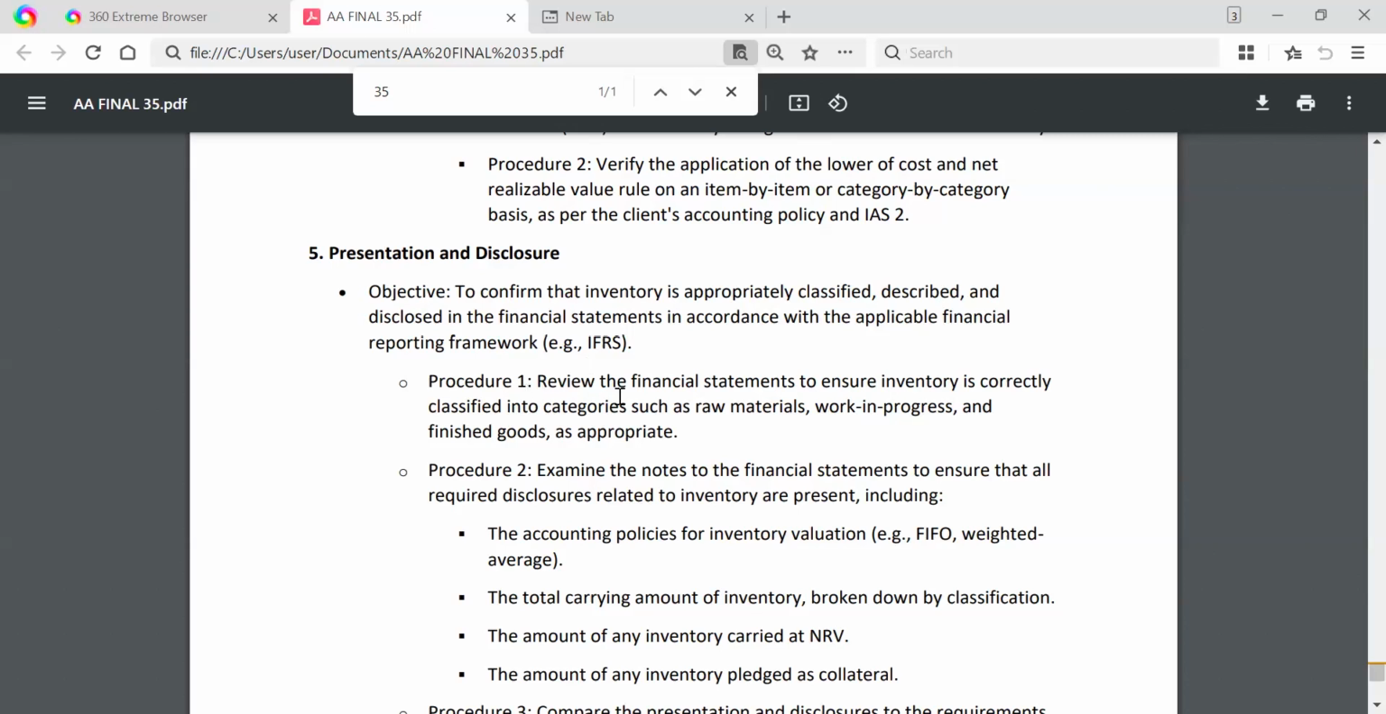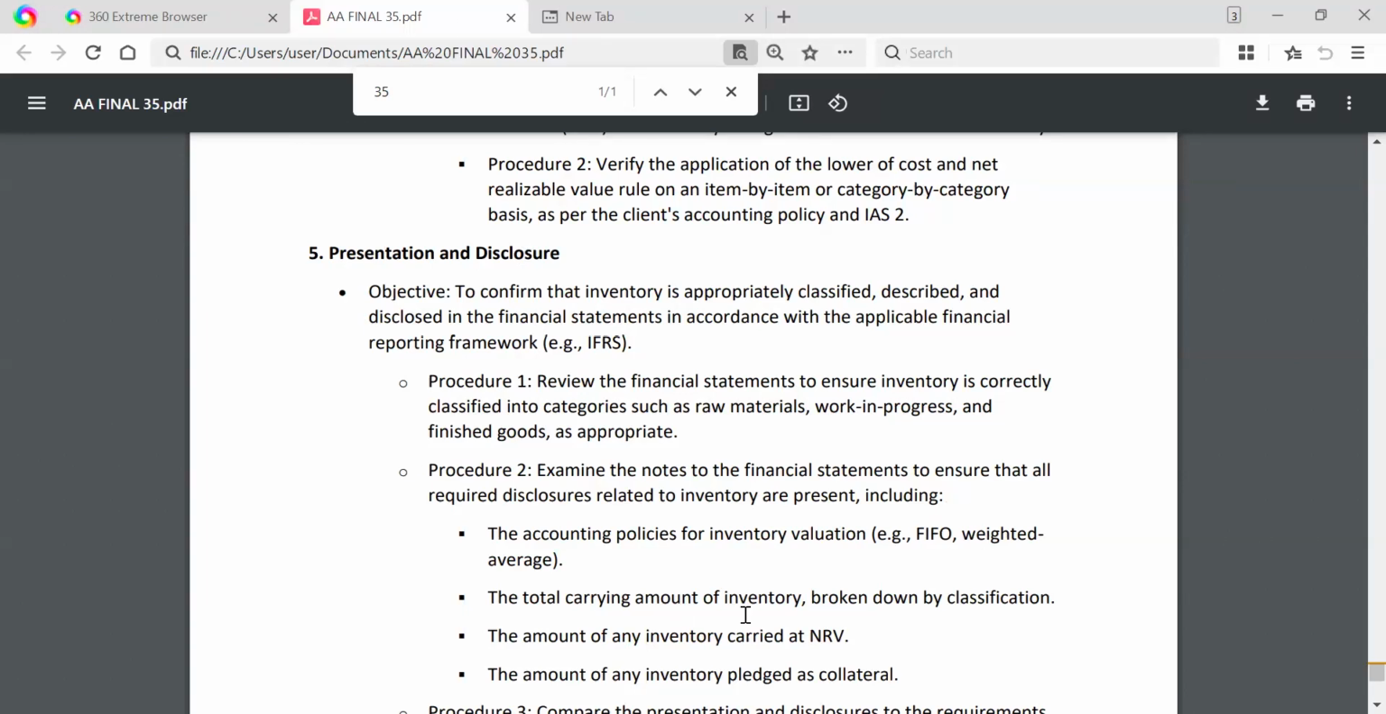Procedure number 1, review the financial statements to ensure inventory is correctly classified into categories such as raw materials, etc. Procedure number 2, examine the notes to the financial statements to ensure that all required disclosures related to the inventory are present, including accounting policies for inventory valuation. This is for the disclosure. Did they use FIFO or weighted average?